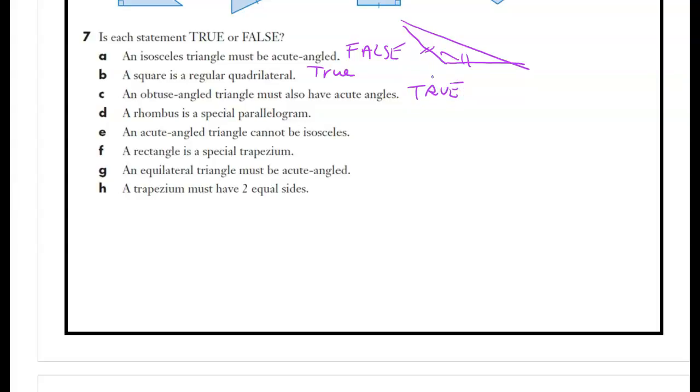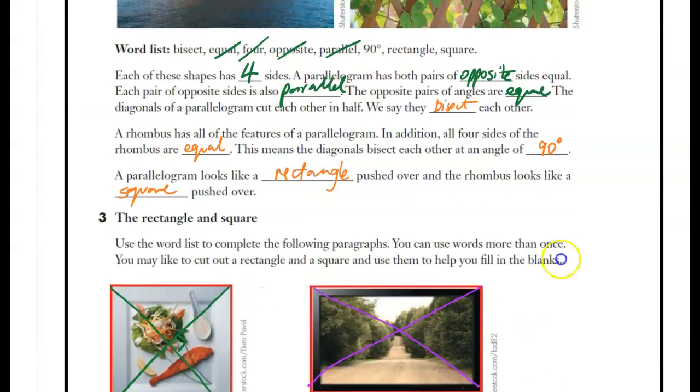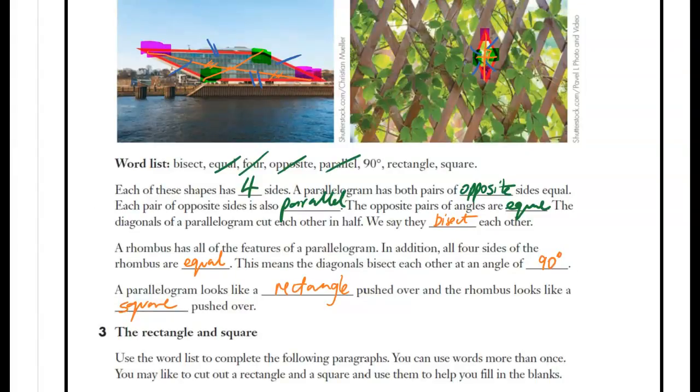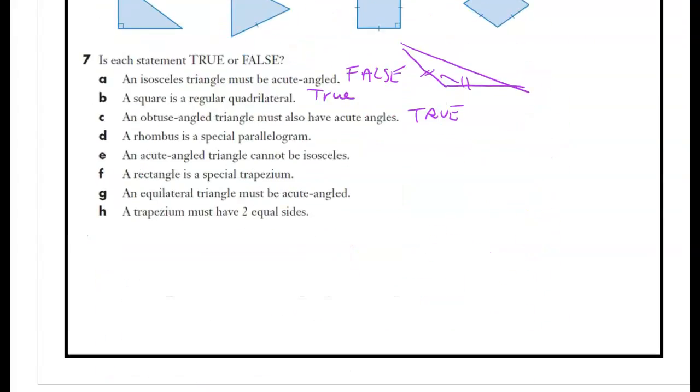What about a rhombus? Is that a special parallelogram? False. False? No. So a rhombus has all the properties of a parallelogram. If we go back to these properties up here, it has all those properties, but it also has more. It has the fact that all sides are the same length. It has the fact that the diagonals meet or cross at right angles. That is not true of a parallelogram. So it is a parallelogram. It is actually more than just a parallelogram.